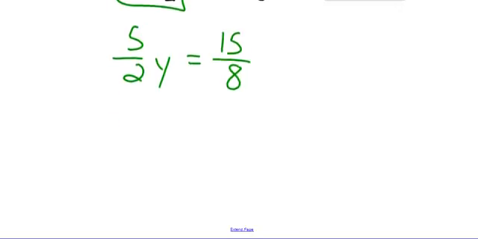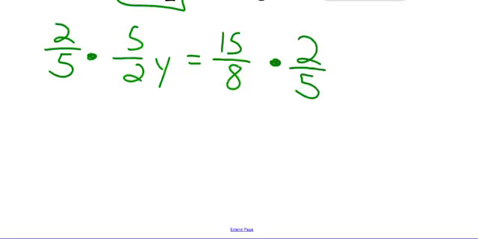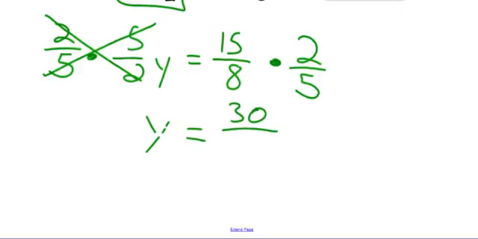Now that we have them in improper fraction form, we can solve this problem. To get rid of our 5/2, we would have to divide by itself, but to divide by a fraction means multiply by its reciprocal. And so we're going to balance that out on both sides of the problem. And in the end, these are going to equal 1, so we're left with 1y, or just y. And then 15 times 2 is 30, and 8 times 5 is 40, which of course our y then can be reduced to 3/4.